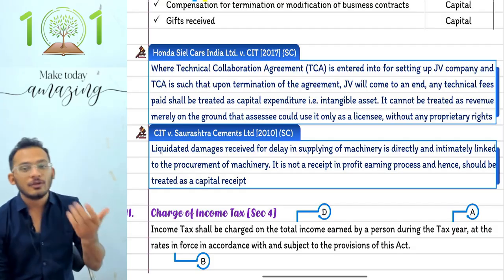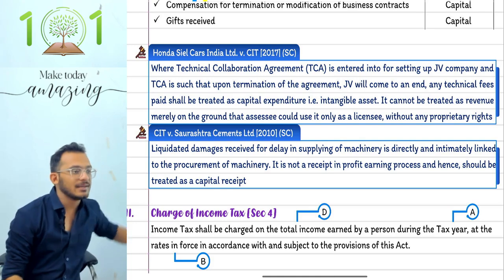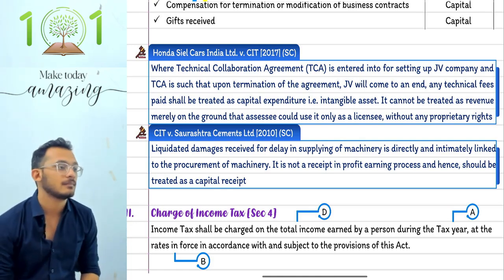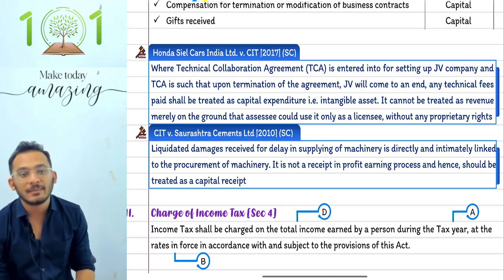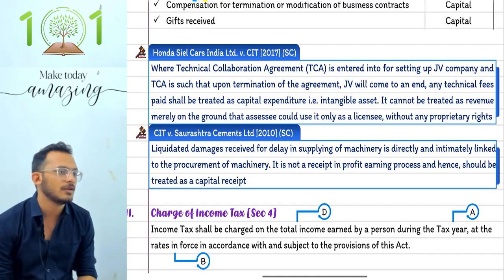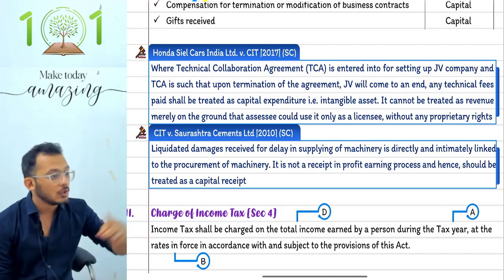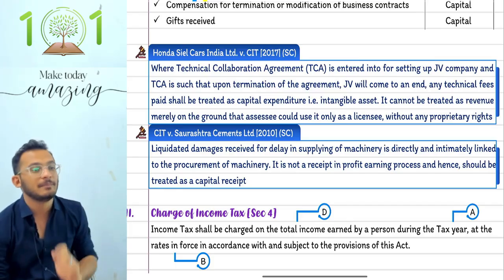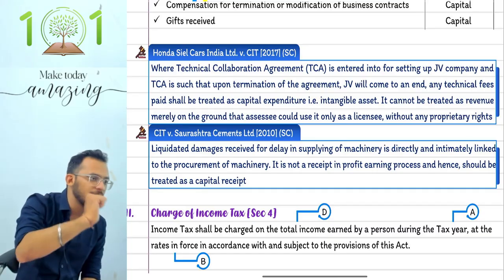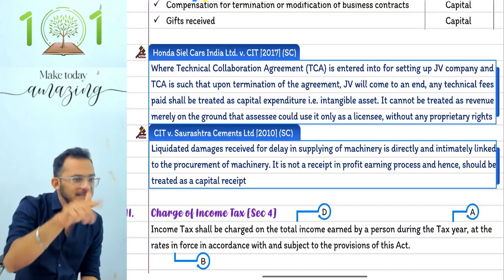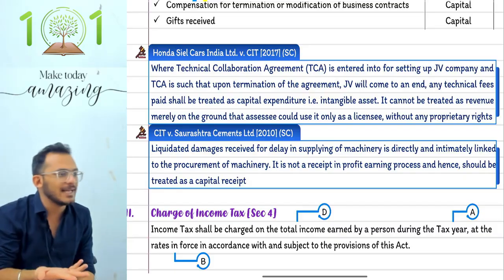Second, you may get a question. The question may say: liquidated damages received for default in procuring a capital asset, item has been charged to P&L. What will you say? No adjustment. Very good. You have received money. It may be a capital receipt, but at the end of the day, which head of income is it taxable under? PGBP only. It was anyway taxable.